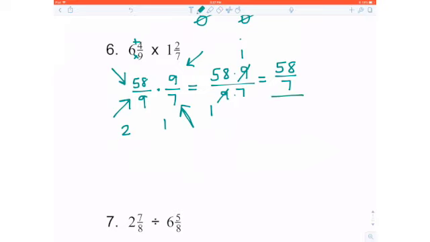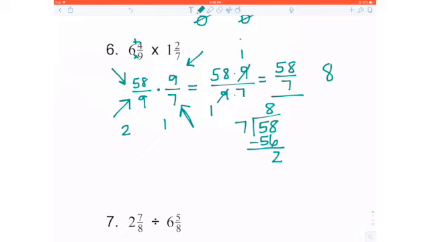We have 58 over 7. So this is not quite finished. An improper fraction is actually not the simplest form of a fraction. So the way to make this completely finished is to turn it into a mixed number, which means we need to divide. So 7 goes into 58. Well, 7 goes into 58 8 times because 7 times 8 is 56. And that leaves us with a remainder of 2.